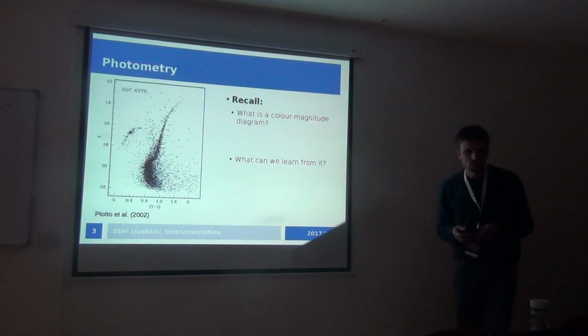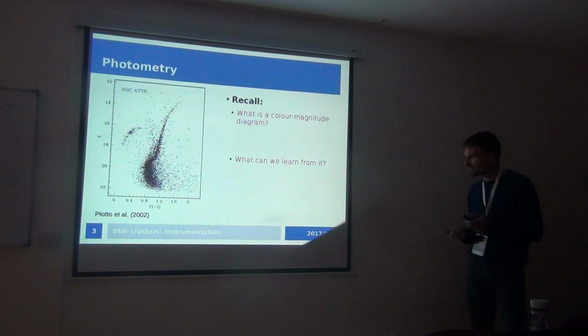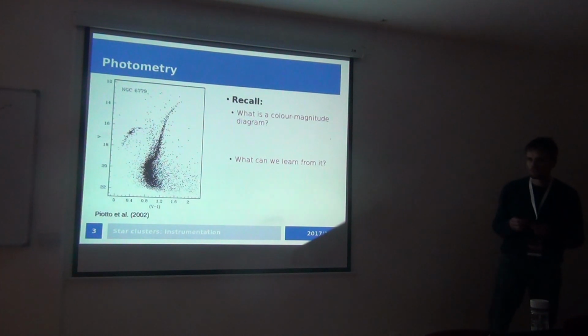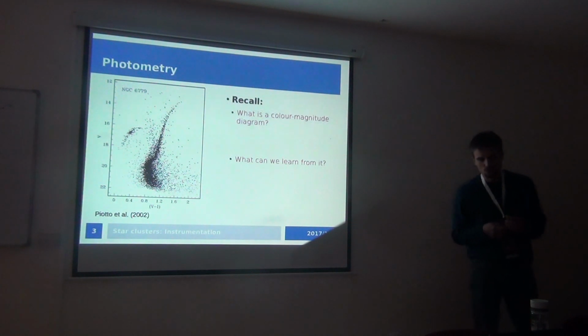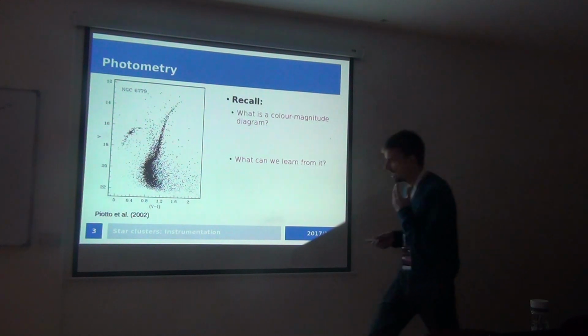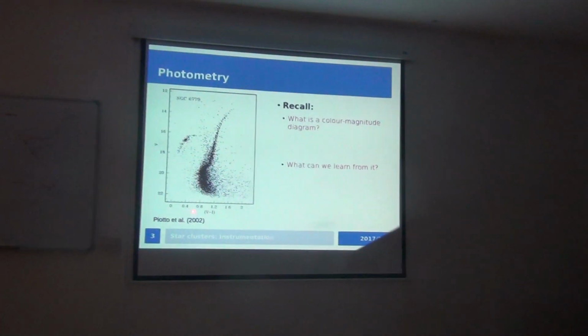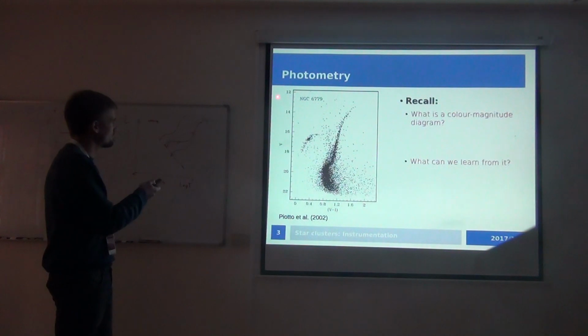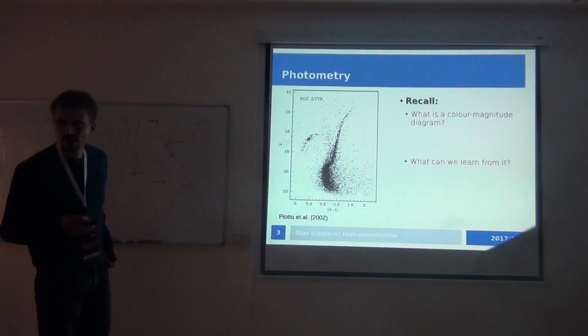Let me start with recalling some of the things that we've seen in the last lecture. One major aspect of the last lecture was the color magnitude and Hertzsprung-Russell diagrams of star clusters. We've seen, mainly in Randa's lecture, the Hertzsprung-Russell diagram, where you plotted temperature on the x-axis and the luminosity of a star on the y-axis.